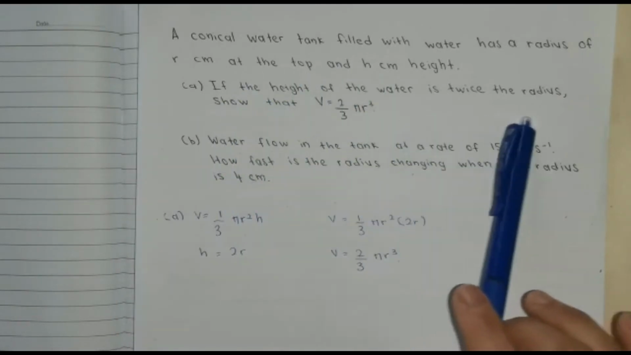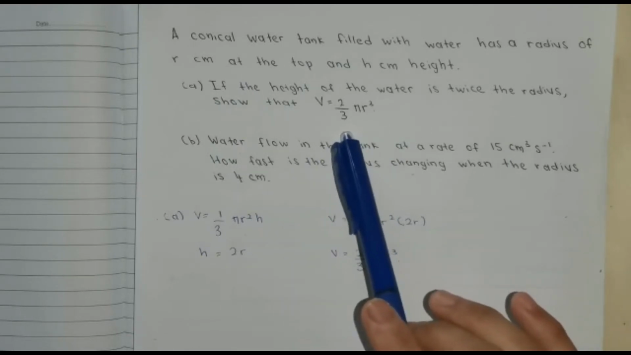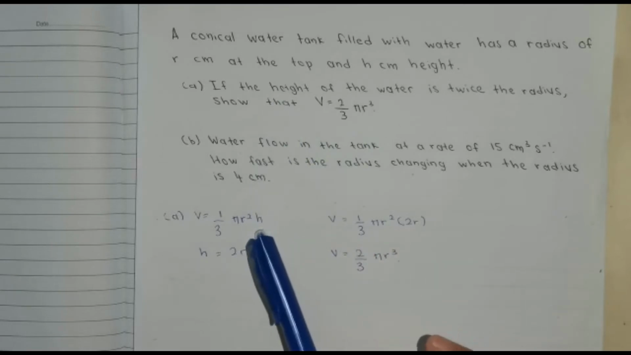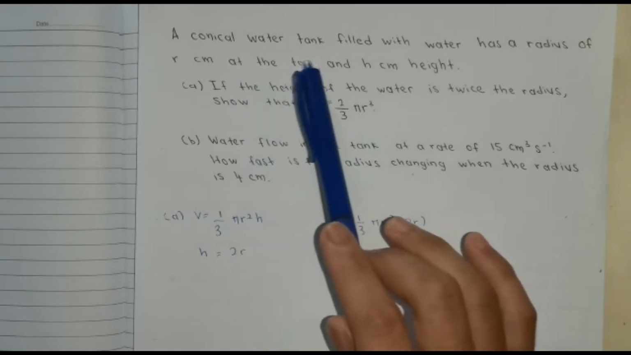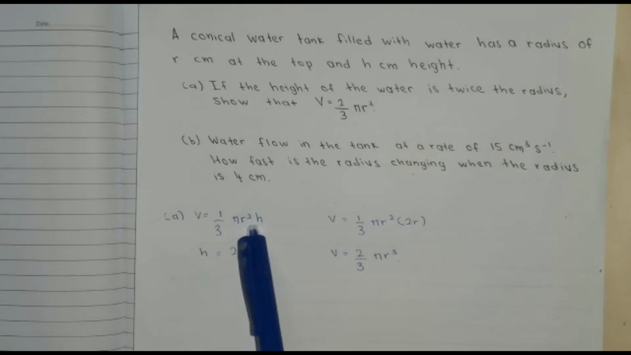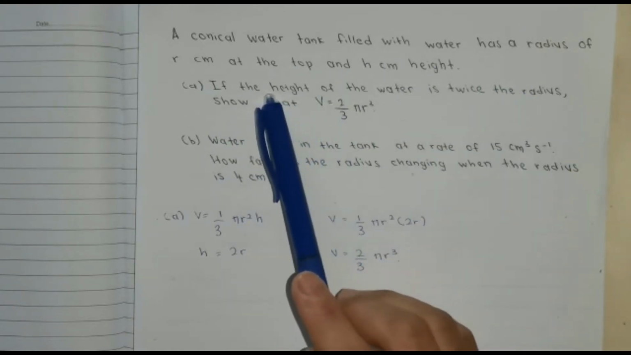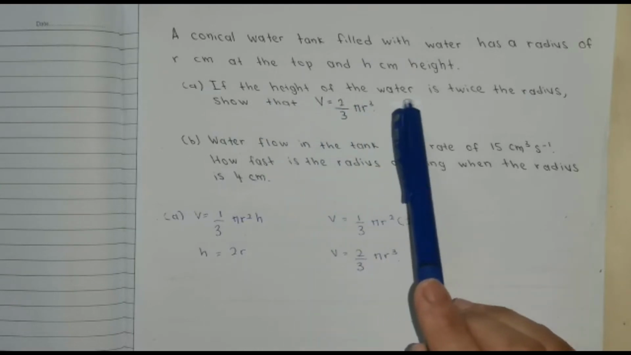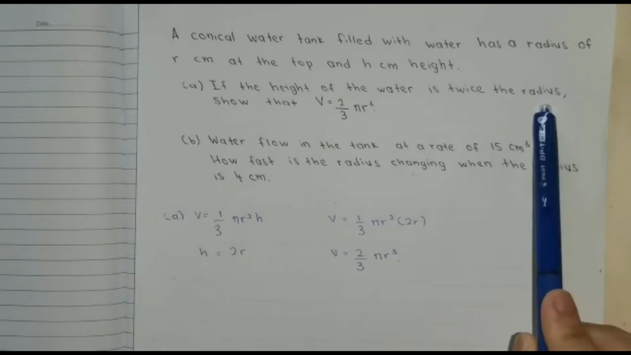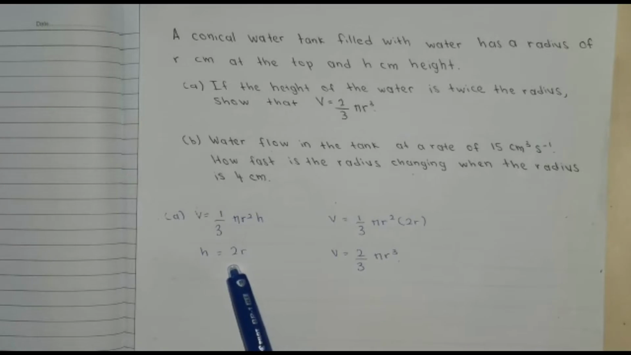For question A, firstly, we must find the formula for the cone volume because it's a conical water tank. The formula for the cone volume is 1/3 pi r square h. From the same question, we also can get another piece of information, which is that the height of the water is twice the radius. We write this information here, which is h is equal to 2r.